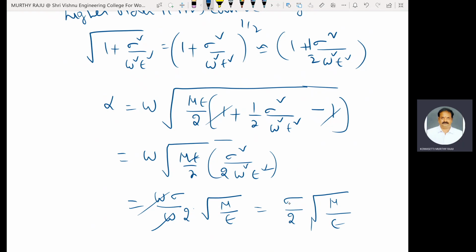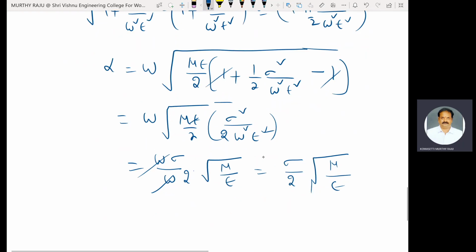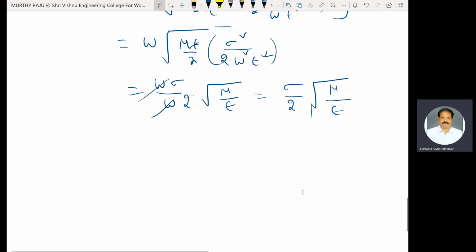Attenuation of the wave totally depends on the conductivity of the media, sigma. If the conductivity sigma has a higher value, attenuation is more. If sigma has a lower value, attenuation is less. Next, consider the phase shift constant.